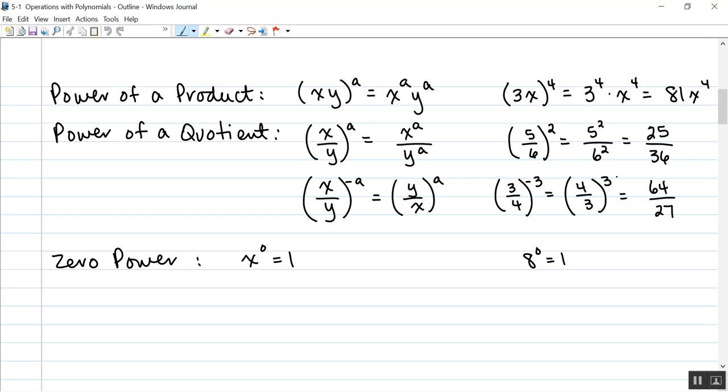And then you would raise 4 to the third power, which is 64, and 3 to the third power is 27. And don't forget that anything raised to the power of 0 is equal to 1. 8 to the 0 power is equal to 1.